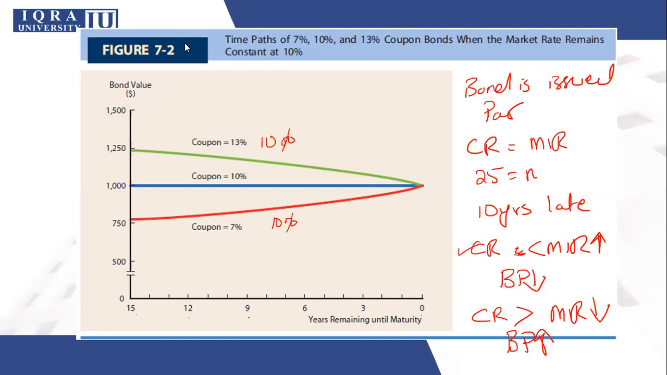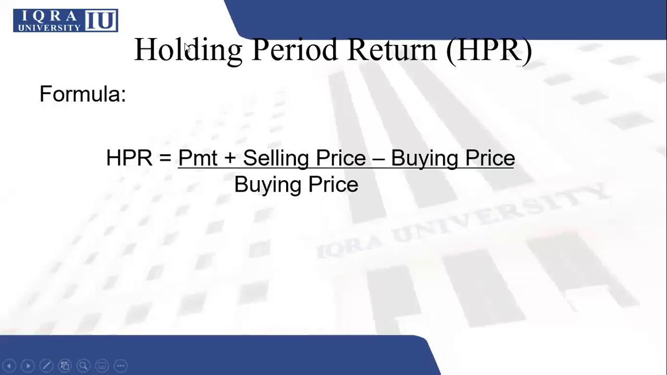Moving ahead, now let's look at the holding period return. This is going to be an example. The holding period return is basically the return for the duration of time that the investor holds the bond. The investor is not going to hold the bond till maturity, but is going to sell the bond before maturity. Because of that, you have, number one, the coupon payment over here.